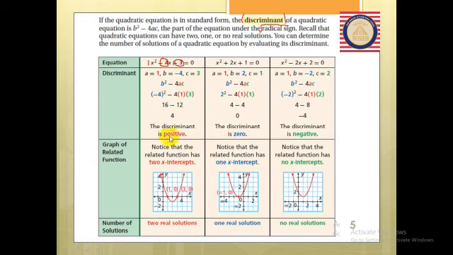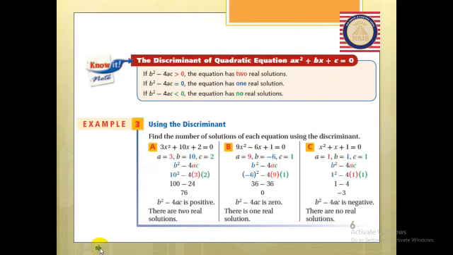If it's positive, then I have two real solutions. If it's 0, then I have one real solution. If it's negative, then I have no real solutions. Again, the discriminant, which is under the radical sign or the square root, is b power 2 minus 4ac. And we saw here: discriminant greater than 0, two real solutions; equal to 0, one real solution; smaller than 0, no real solutions.